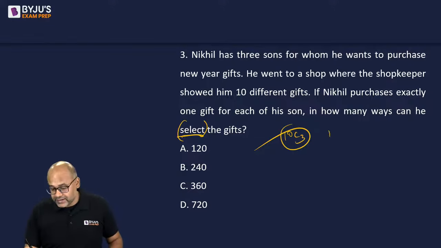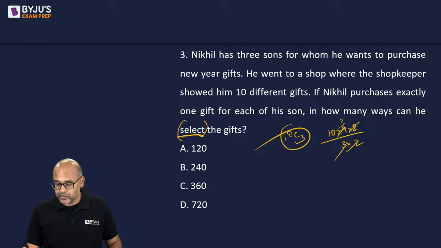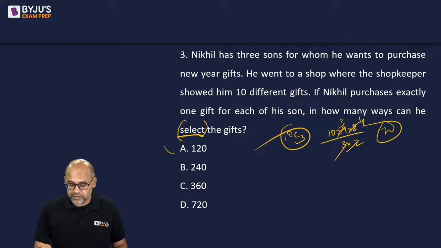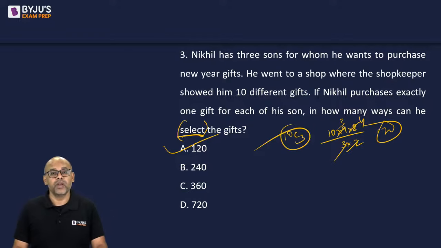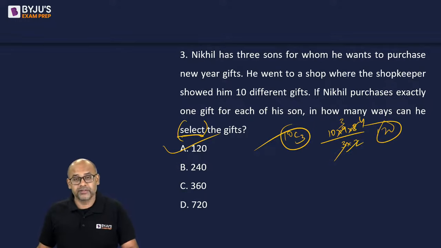So 10C3 is 10 into 9 into 8 by 3 into 2. 3 factorial is 3 into 2. 3 goes 3 times, 2 goes 4 times, so 120 is your answer. Option A. Once again, simple question, right?